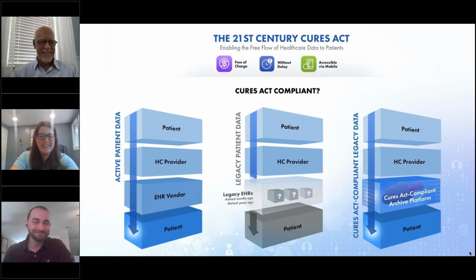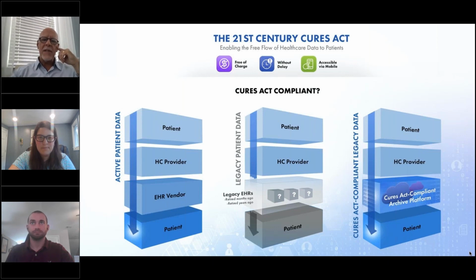Yep. You mentioned getting Cures mandated data via a patient portal. Is this an EHR funded and maintained portal or a practice funded and maintained portal? Well, I would say if it's an EHR portal, the practice is paying for it anyway. The EHR vendors typically are not providing these services free of charge.